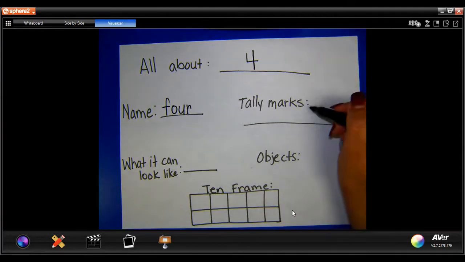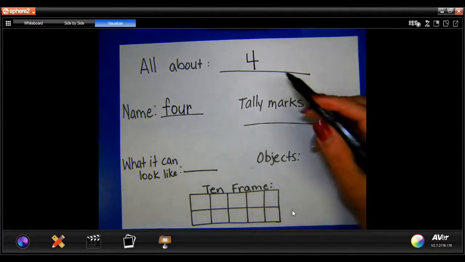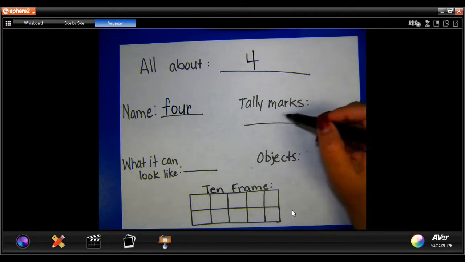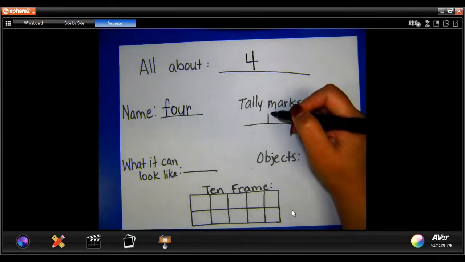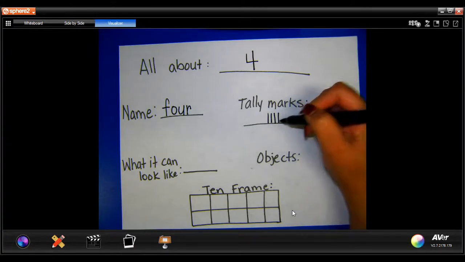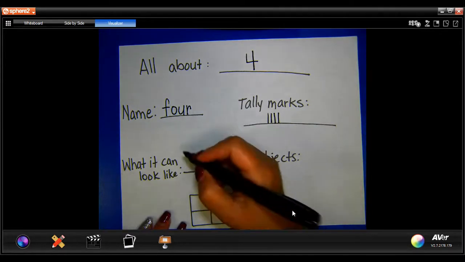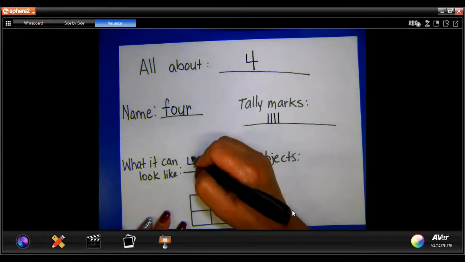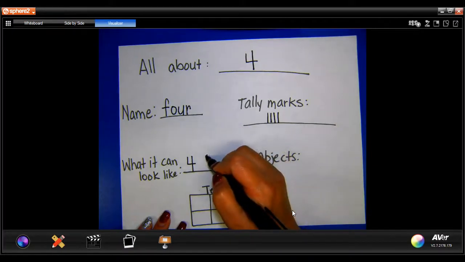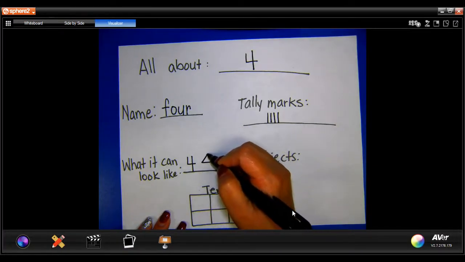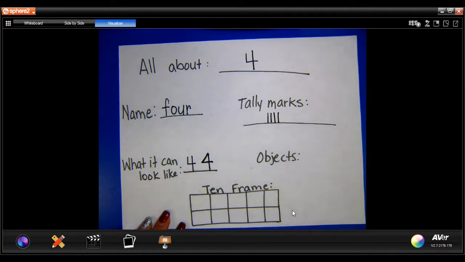Now we're going to go to our tally marks. We're going to draw 4. So it's just going to be 4 tallies. 1, 2, 3, and 4. Good job. What it can look like, sometimes you see the number 4 like this, or sometimes it looks like this. Both of those are number 4.